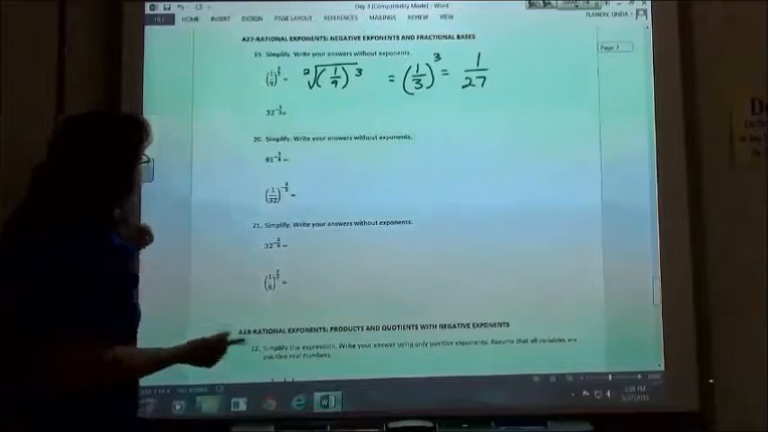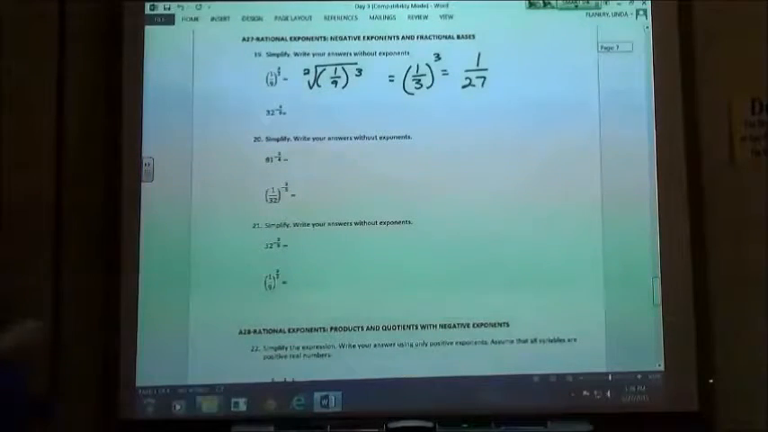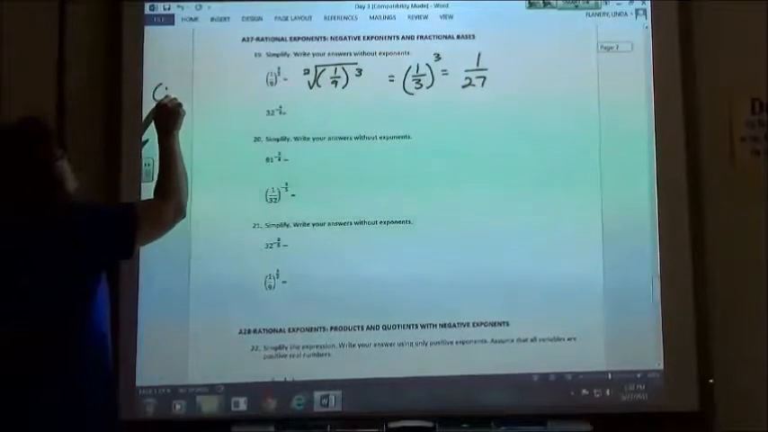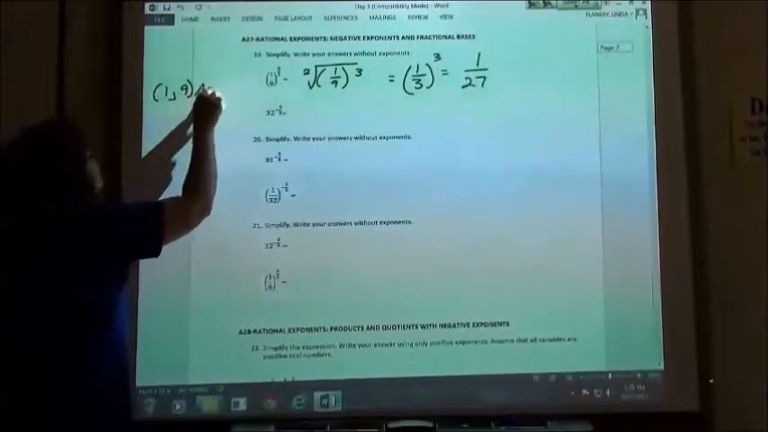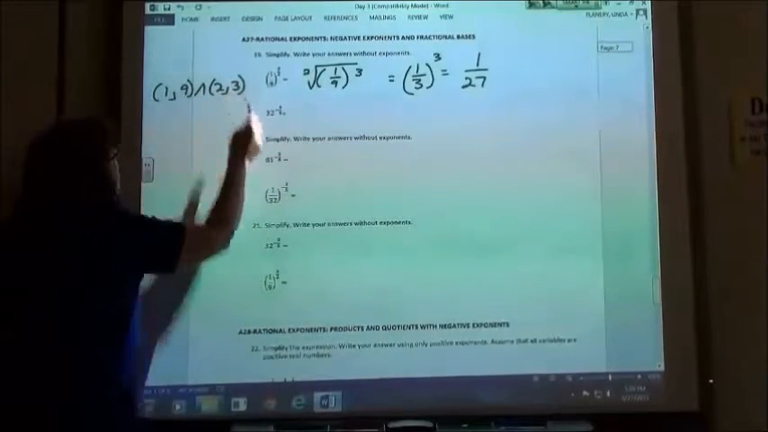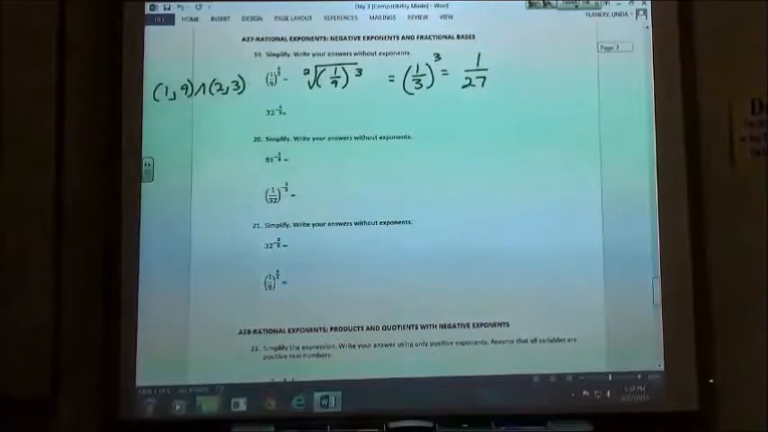If I'm doing that on my calculator, I have to be careful and use parentheses around the fractions. So I would do 1/9 to the 3/2 power and put both of those fractions in parentheses for the calculator to figure that out correctly.